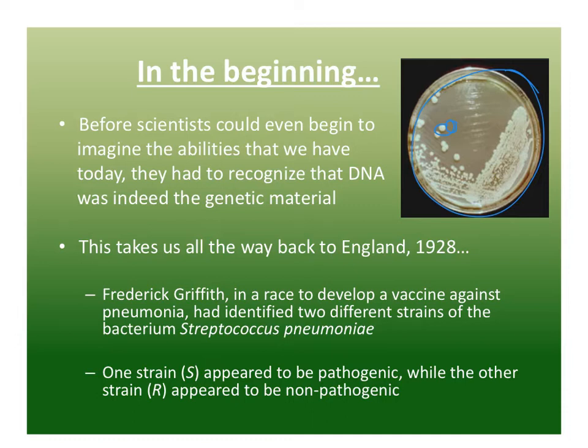And what Griffith had noticed is that one of the strains, which he identified as the S strain, right here, appeared to be pathogenic, or in other words, would actually cause disease. The other strain he identified, the R strain, appeared to be non-pathogenic, meaning that it would not cause a lethal disease in an organism that had contracted it.